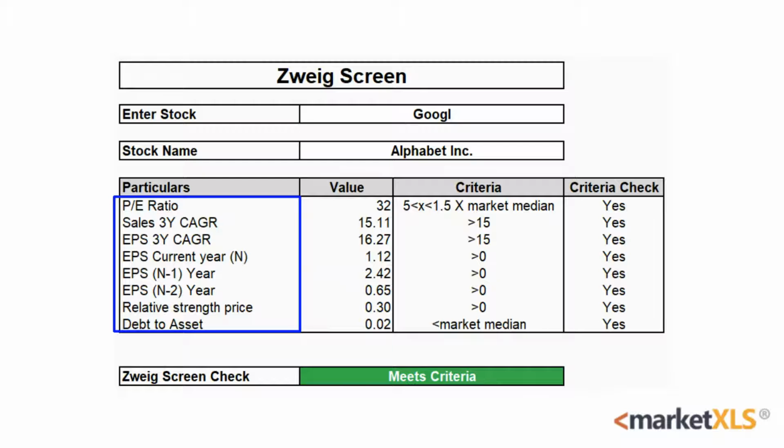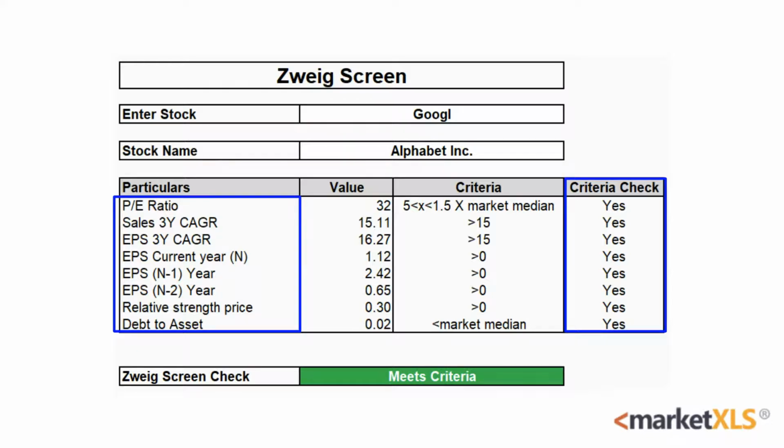The PE ratio should be greater than 5 but less than 1.5 times the market median PE. The 3-year compound annual growth rate of sales and EPS should be greater than 15. EPS of the past 3 years should be consecutively above 0. The relative strength price should be greater than 0 and the debt to asset ratio should be greater than the market median. The screen will not accept the stock even if one criterion is not fulfilled.